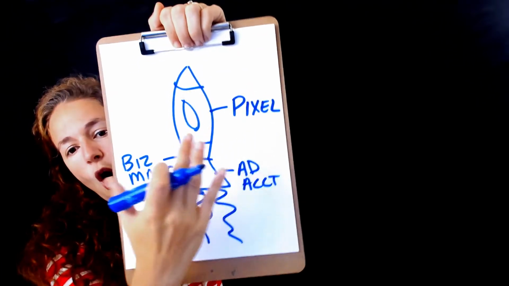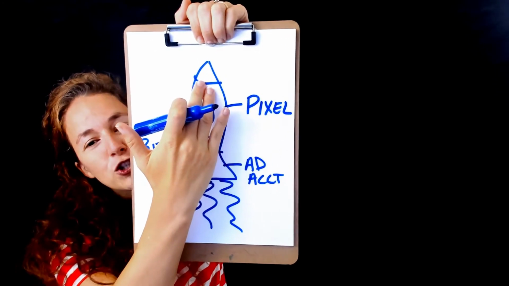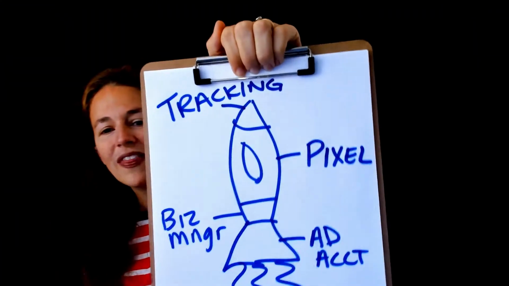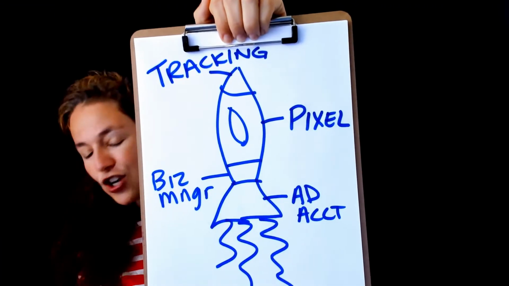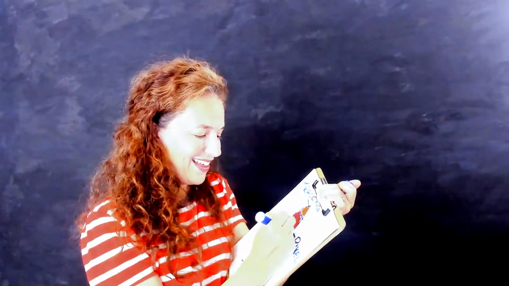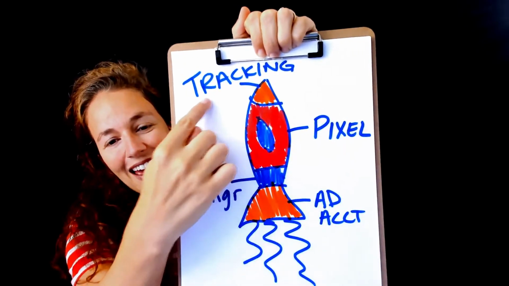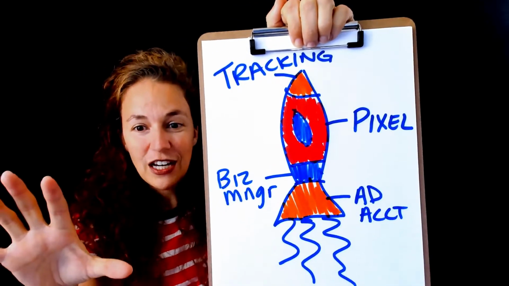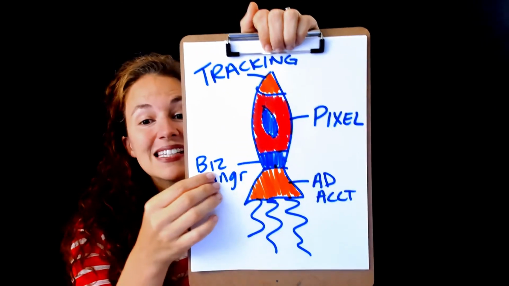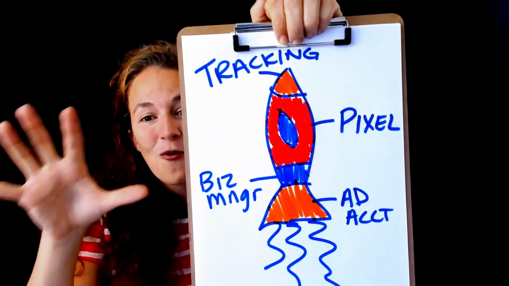The pixel only works when you have tracking installed. Without tracking, there is no direction for your pixel. The thing is, guys, without tracking, there's no direction for your ads, no direction for your pixel. Your business is aimless. Tracking is what makes it all work.